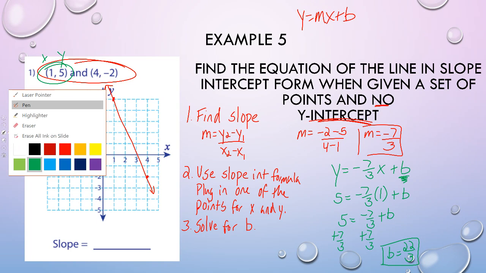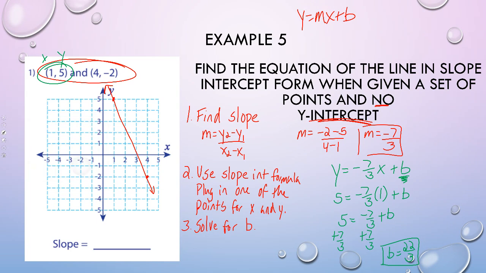We're not done yet though, because what does our question actually ask us? It says write the equation in slope-intercept form. Well, now I have my slope and I have my y-intercept. Now I can write it in slope-intercept form. So y equals, yes, there's some ugly fractions here, negative 7/3 x plus 22/3, and that's my equation of my line right there. So the most challenging examples that you're going to see are these examples right here when you're not given the y-intercept, when you're just given 2 points.